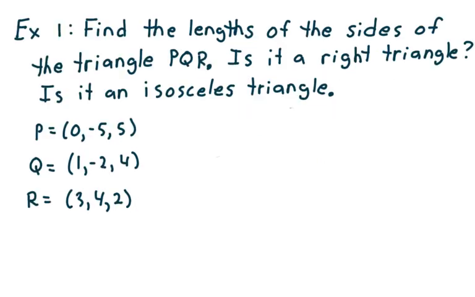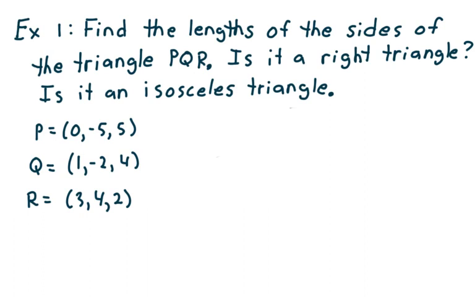Now, let's take a look at an example. It says, find the lengths of the sides of the triangle PQR. So this is a triangle in 3-space, all right? Is it a right triangle? If it's a right triangle, it must satisfy the Pythagorean theorem, and vice versa, by the way. So if you satisfy the Pythagorean theorem, you've got to have a right triangle, and if it's a right triangle, the Pythagorean theorem has to be satisfied.